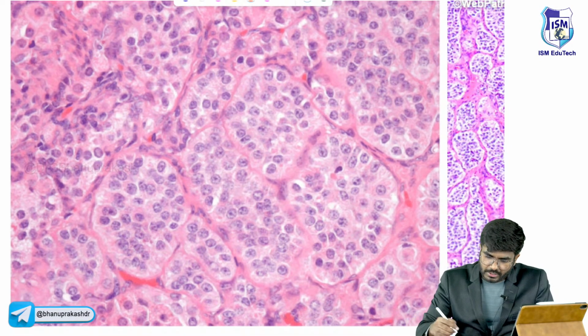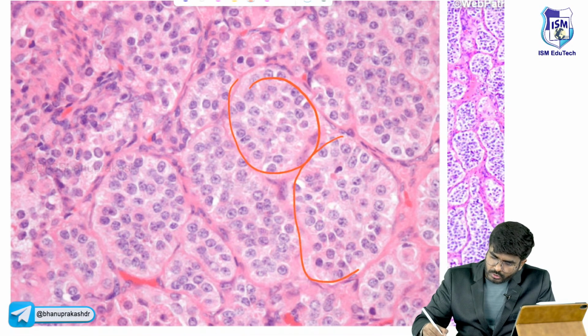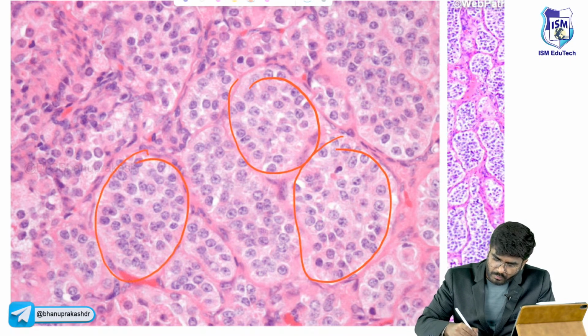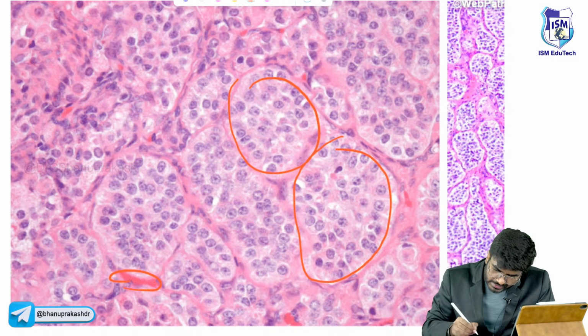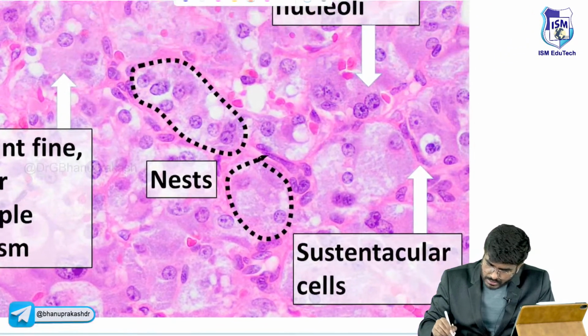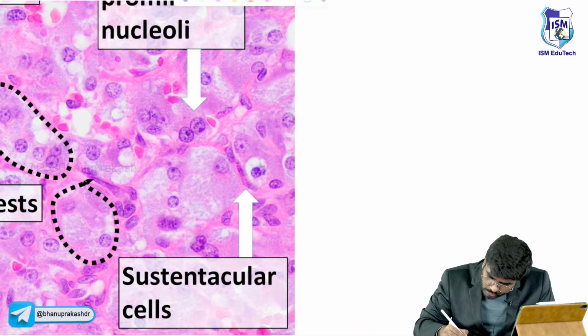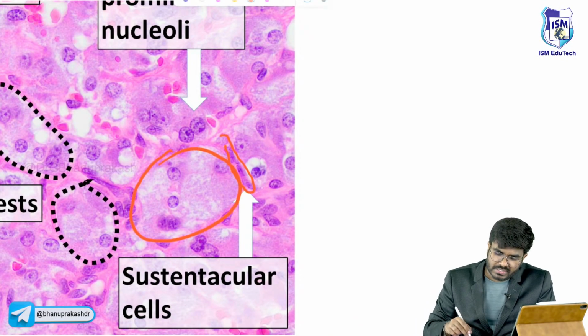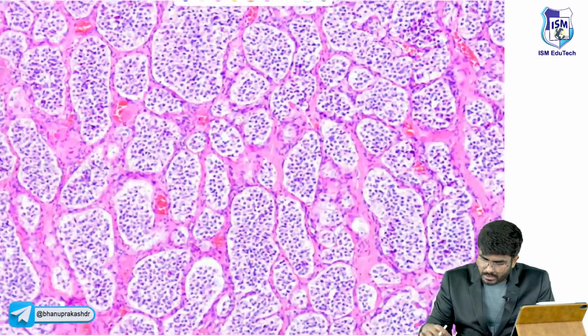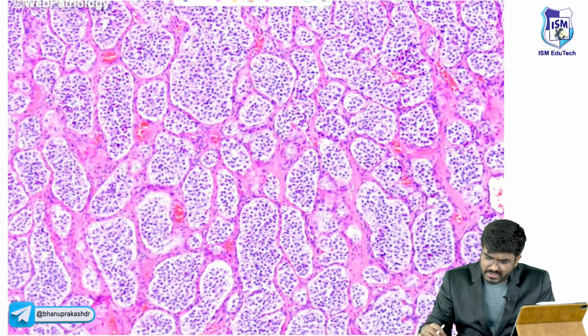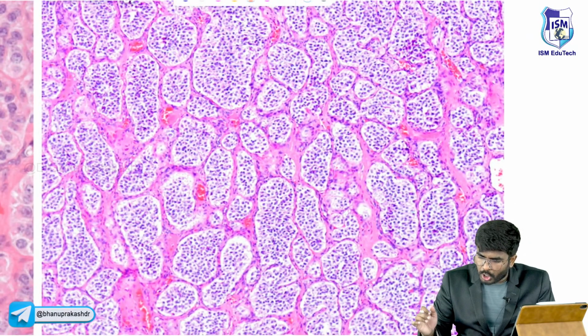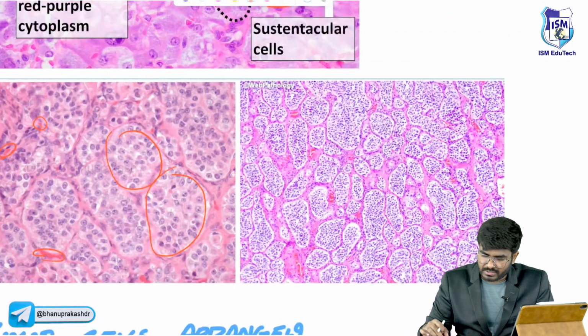Here in the pheochromocytoma, are you able to appreciate these tumor cells? They are arranged in the form of balls. And here you can see the sustentacular cells. Here also, these are the tumor cells, and this is the sustentacular cells. The tumor cells are arranged in the form of balls surrounded by the sustentacular cells.